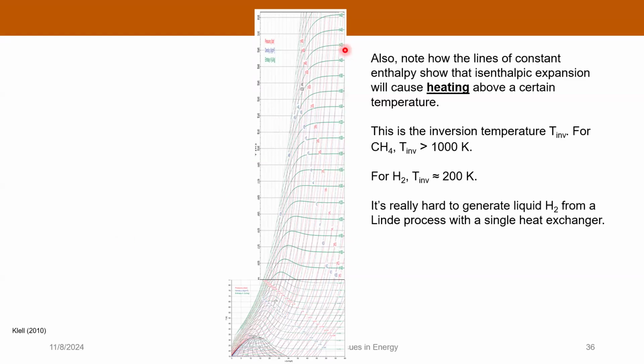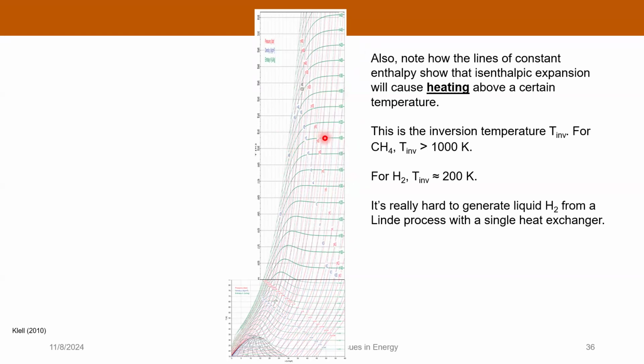So these green lines are lines of constant enthalpy, okay? And remember that the isobars are going to be these red lines here, and they go from high pressure over here on the left to low pressure on the right. So you see that if I'm up in this region, if I do isenthalpic expansion and I follow one of these lines of constant enthalpy, you're actually going to have heating, okay? You will not get the Joule-Thomson effect.